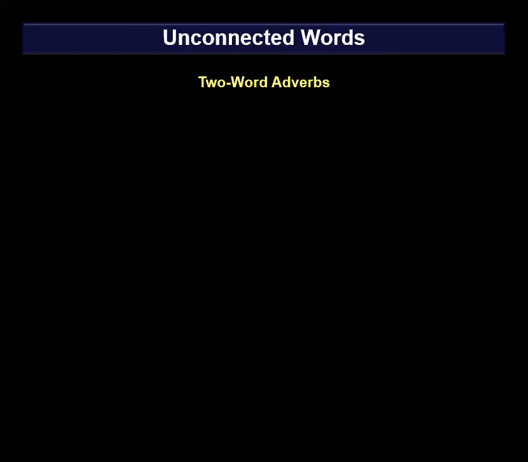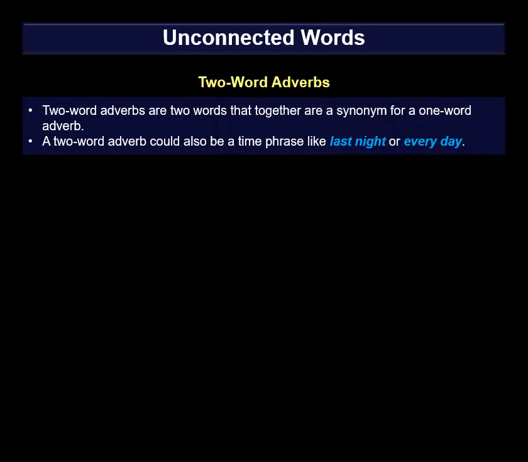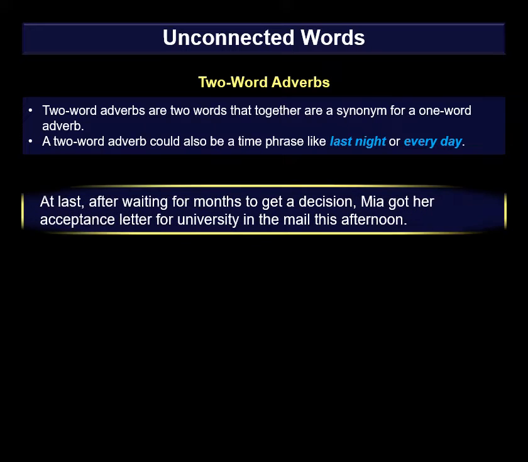Now, there are some adverbs that are actually two-word adverbs. These can be quite tricky. Two-word adverbs are two words that together are a synonym for a one-word adverb. A two-word adverb could also be a time phrase like last night or every day. For example, at last, after waiting for months to get a decision, Mia got her acceptance letter for university in the mail this afternoon.